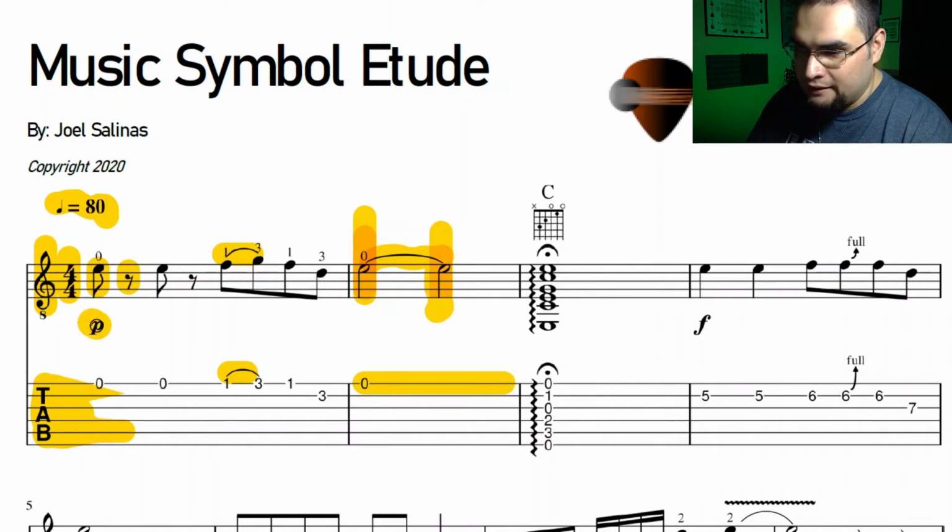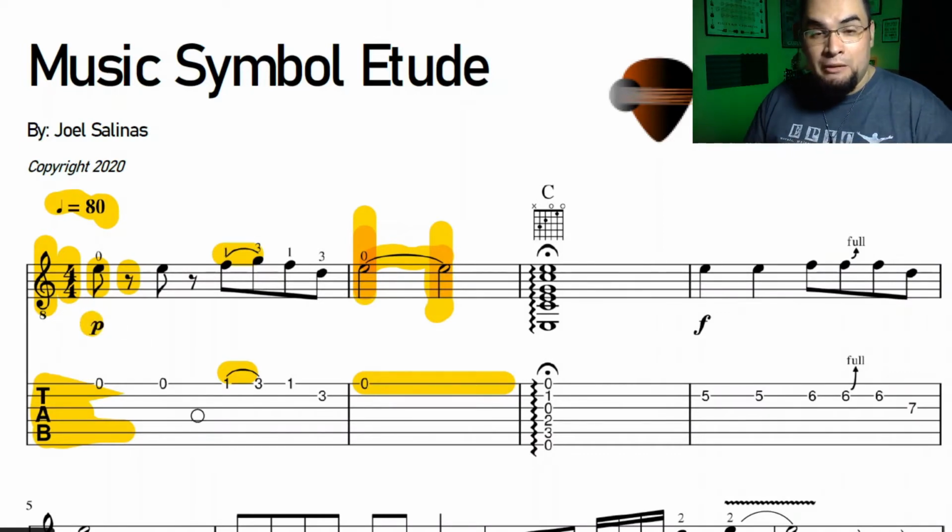Let's see, did I miss anything here? Okay, we've got the letter P. If you see a letter P in your music, that means it stands for the word piano. And in music, piano means soft. That means when you play this, you need to play it softly.